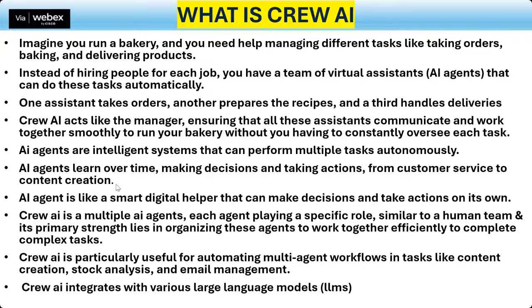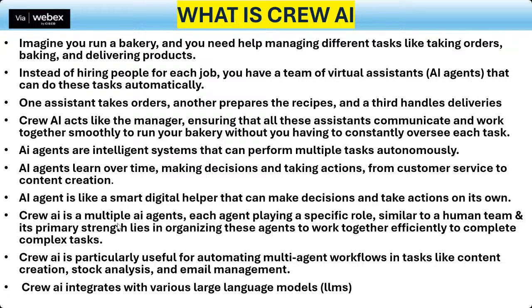Guys, I hope you understand. Are you clear what is meant by Crew AI now? So Crew AI is an automated bot which can do multiple tasks at one time. So Crew acts like a manager. These assistants communicate and work together. So AI agents are intelligent systems that can perform multiple tasks autonomously. But in an LLM model, you can't do multiple tasks, isn't it, guys? In an LLM model, when you ask a prompt, the prompt calls the API key and generates a response. But here, an AI agent is like a smart digital helper that can make decisions and take actions on its own.